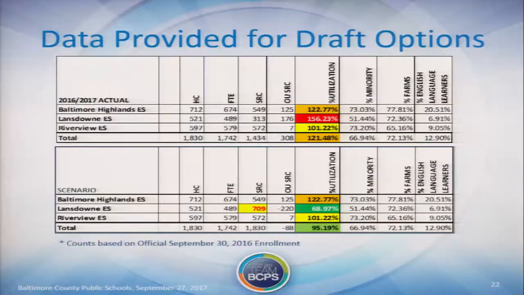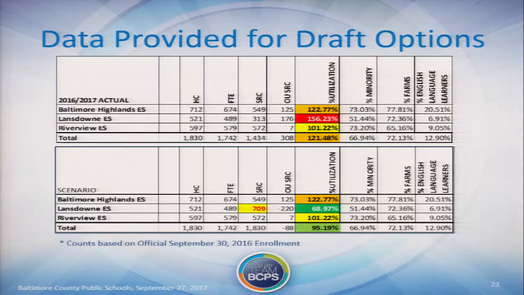So we have the current SRC of the building. So you'll see the existing state. The top table here is the existing state. It shows you that Baltimore Highlands is 123% over capacity, Lansdowne's 156. And then the bottom table is what will dynamically change as you move these planning blocks. So we've put in the new state rated capacity for Lansdowne. So that's built in. So once you put the 709 in there, you can see that currently Lansdowne's at 69%. So if we move no blocks, they would be at 69%. And then as you move blocks, those numbers will change.